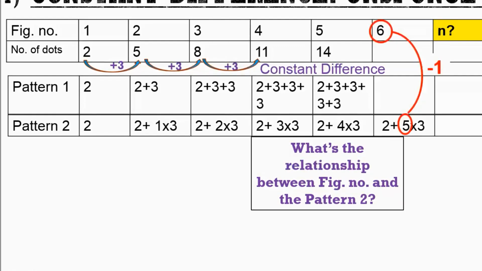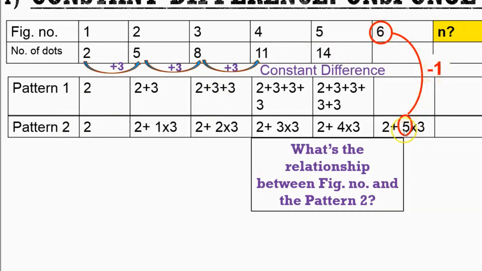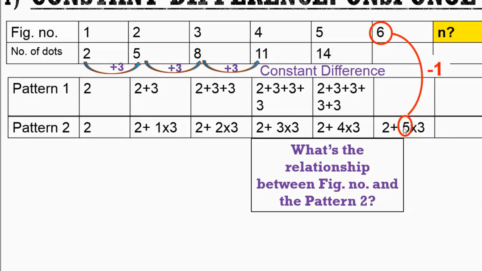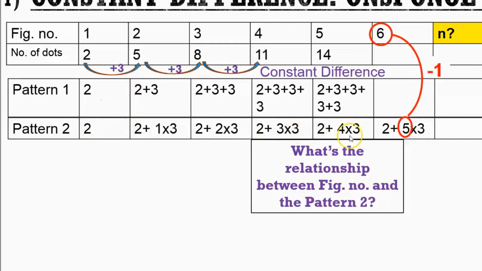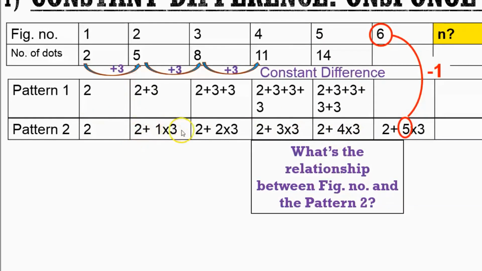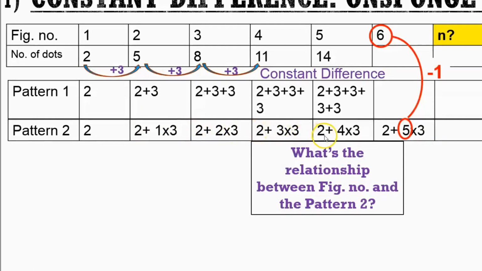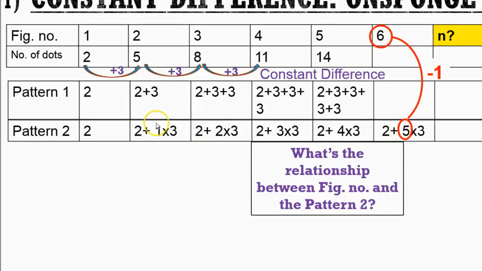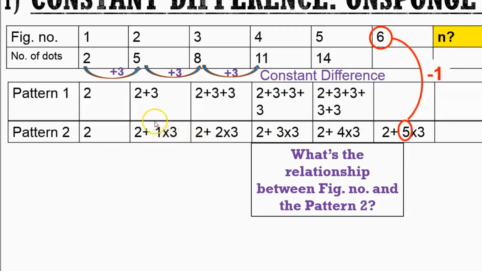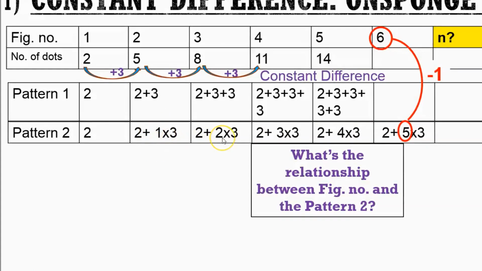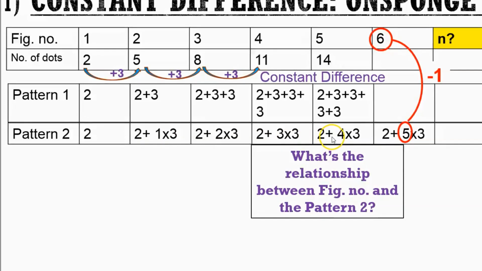Okay, you notice here, figure number -1, figure number -1, you get this. Figure number -1, you get this. You notice that for all this, 2 and 3 remain constant. This 2, this 2, this 2 remains the same. The 3, the 3, the 3, the 3 remains the same. The only one that's changed is this. Okay, so focus on the one that is changing.